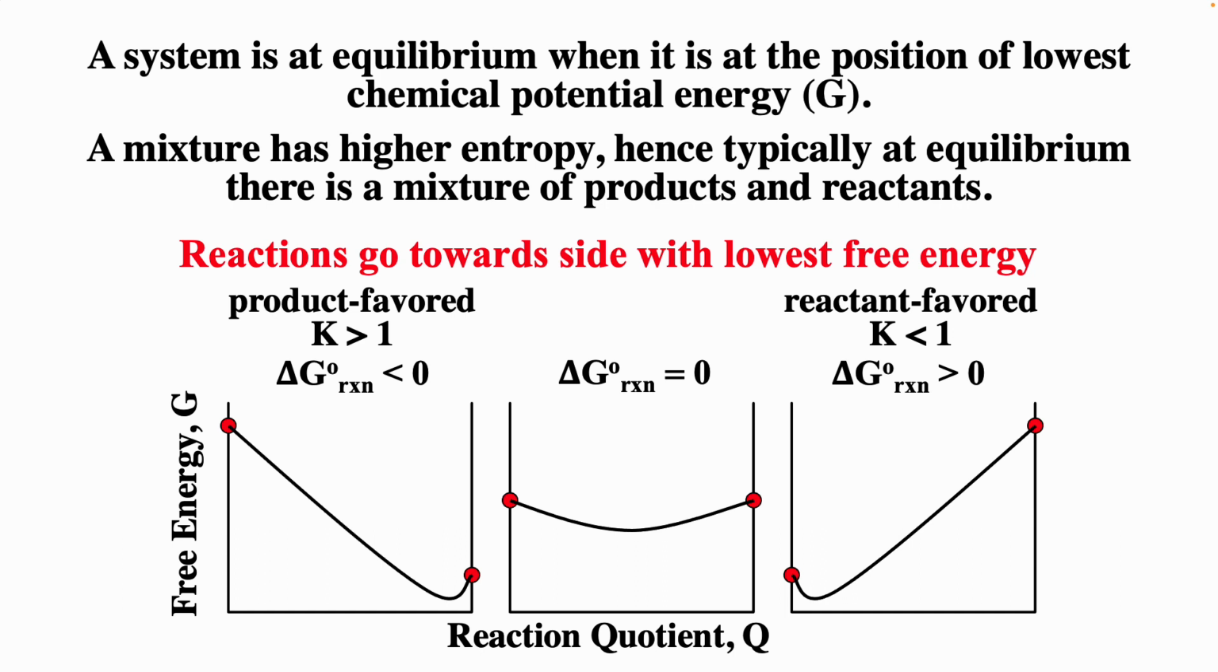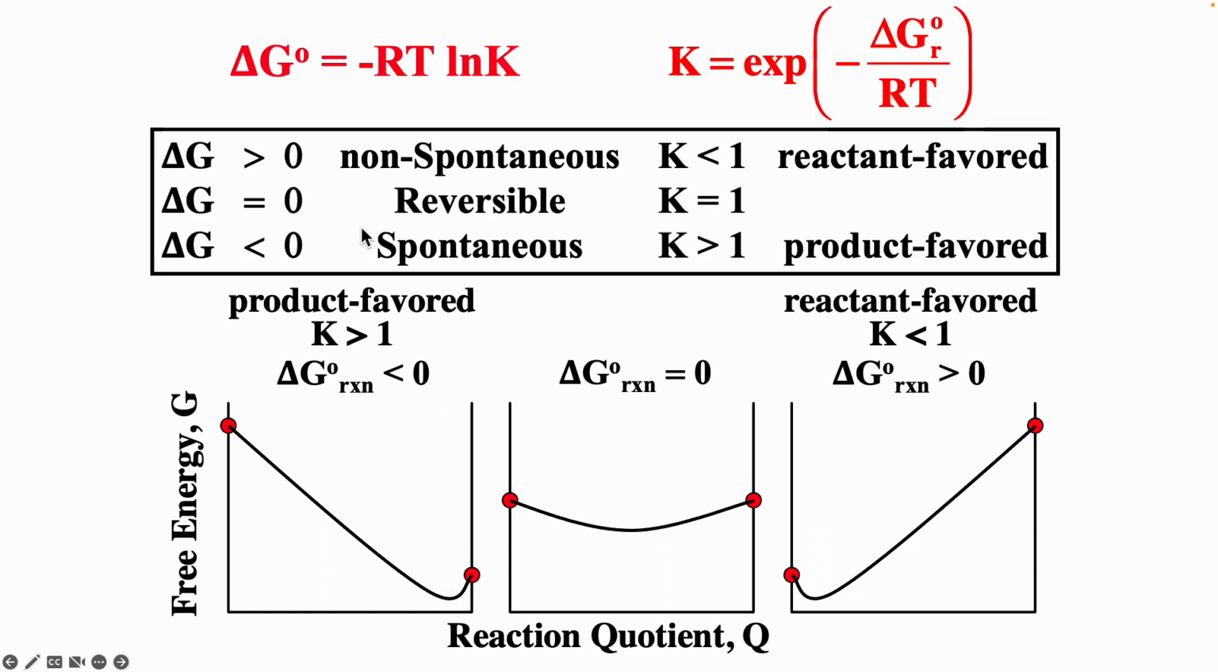A system is at equilibrium when it's at a position of lowest chemical potential energy, when it's at the minimum here. A mixture has higher entropy, hence the equilibrium constant is going to be a mixture of products and reactants typically. So you'll be somewhere in the middle of those two extremes. And again, delta G naught positive corresponds to non-spontaneous, K less than 1, reactant favored. So all 4 of those go together. If delta G naught is less than 0, that corresponds to a spontaneous process, K greater than 1, and product favored, meaning you have mostly products at equilibrium.